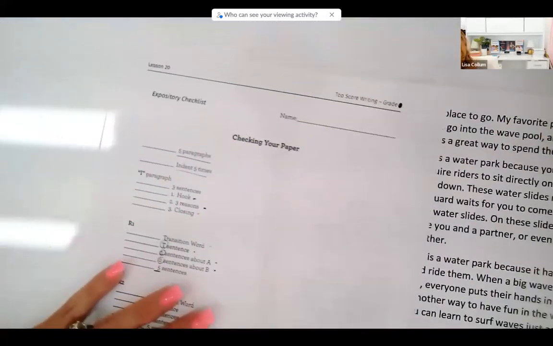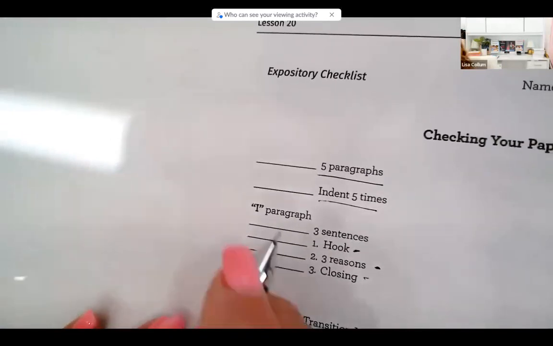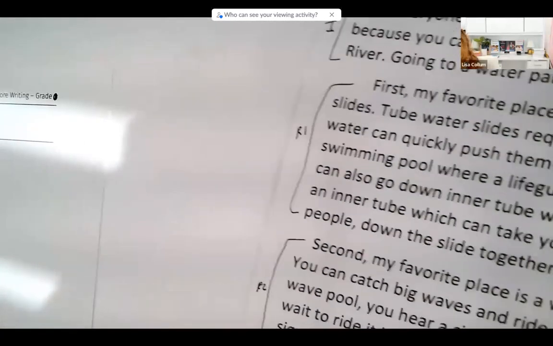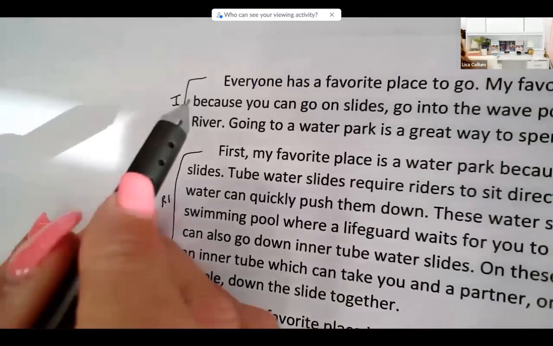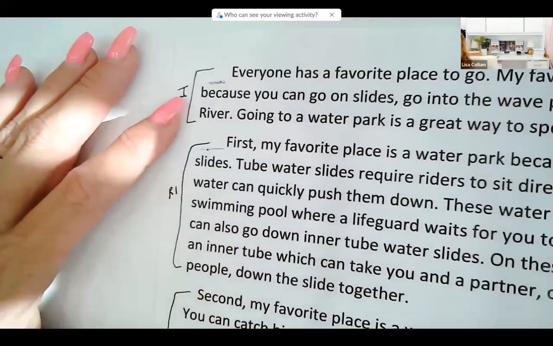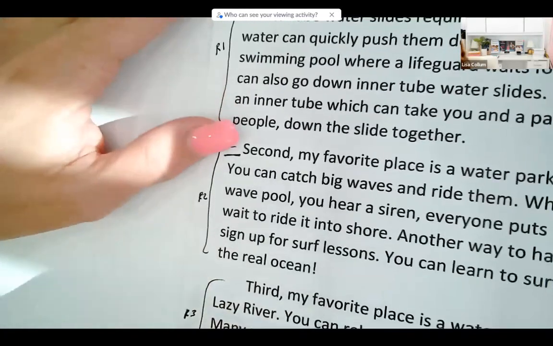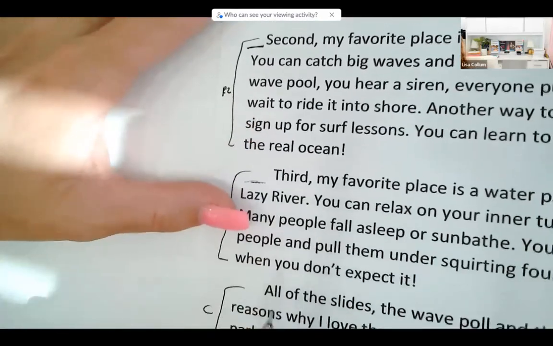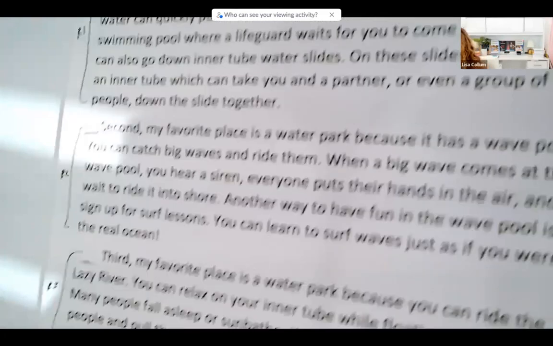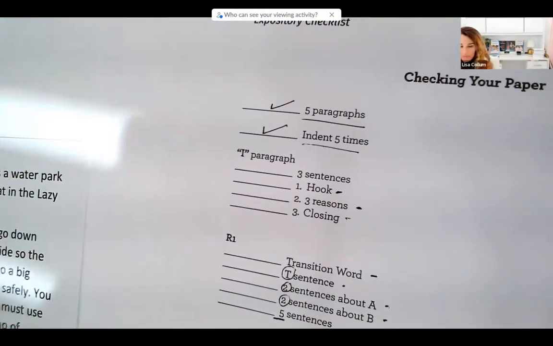So I'm going to come over here to my checklist. I know I have 5 paragraphs. I'm going to put a check. Now I got to make sure I indented 5 times. Let's see. I indented here 1. I indented here 2. I indented here 3. I indented here 4. I indented here 5. Good. Every time I start a paragraph, I indented 5 times. So I'm going to put a check next to indent 5 times.